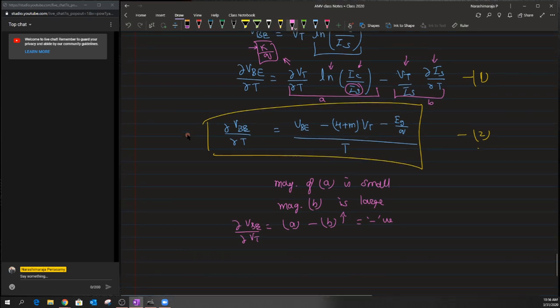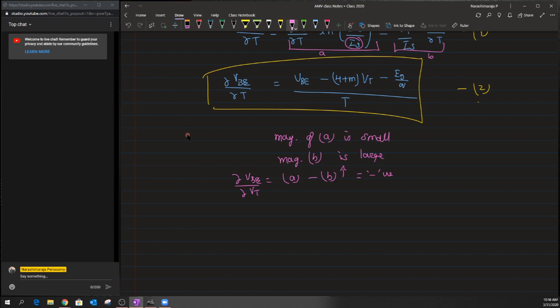In a particular instance, for example, let us take a specific case where we assume VBE is approximately 0.75 volt, and we take room temperature as 300 Kelvin. Then this derivative ∂VB/∂T will be approximately equal to minus 1.5 millivolt per Kelvin. So clearly you can see there is a negative term for this coefficient, which means that we end up having a VBE parameter with a negative temperature coefficient. That is the first observation based on expression number 1.